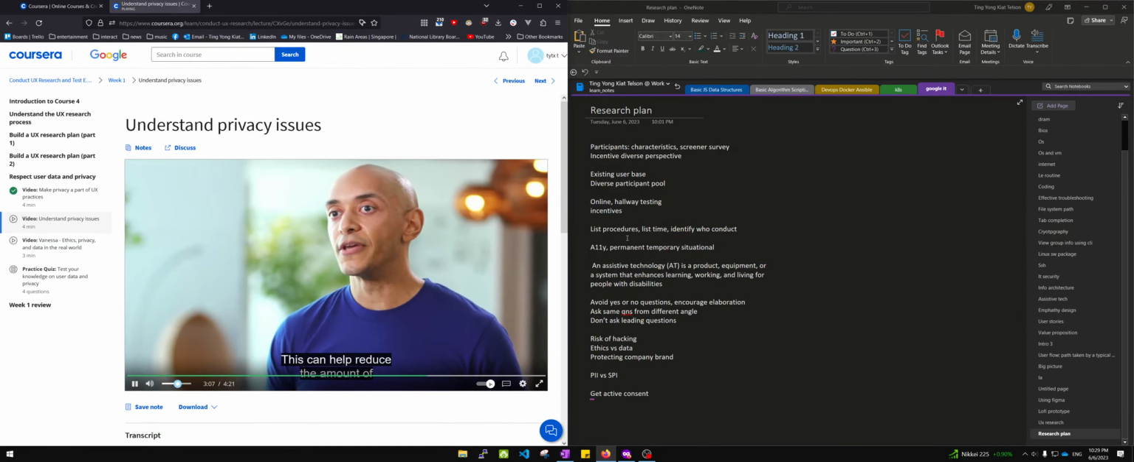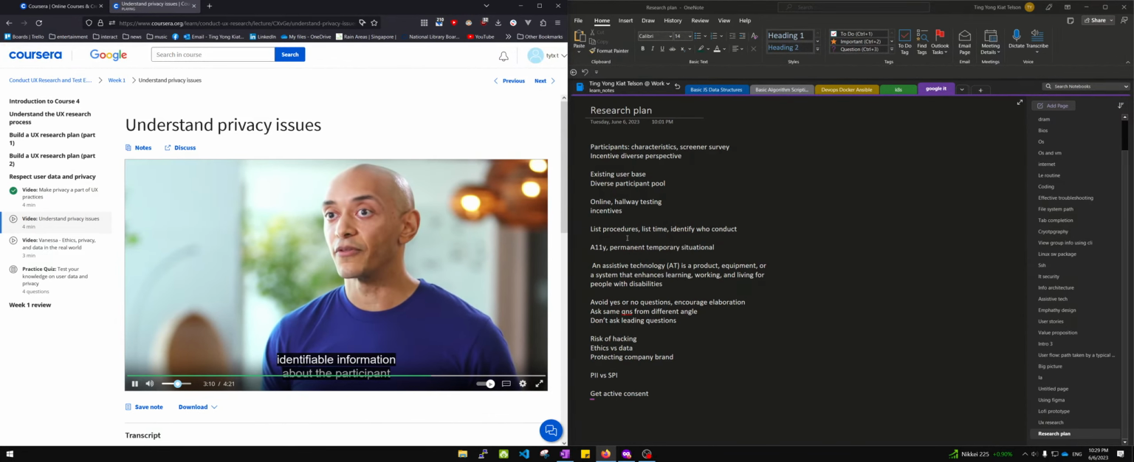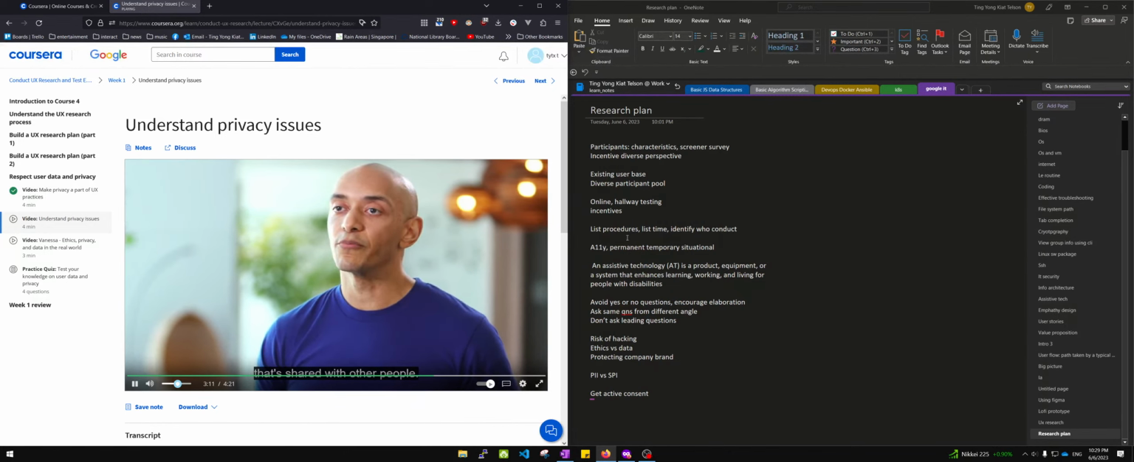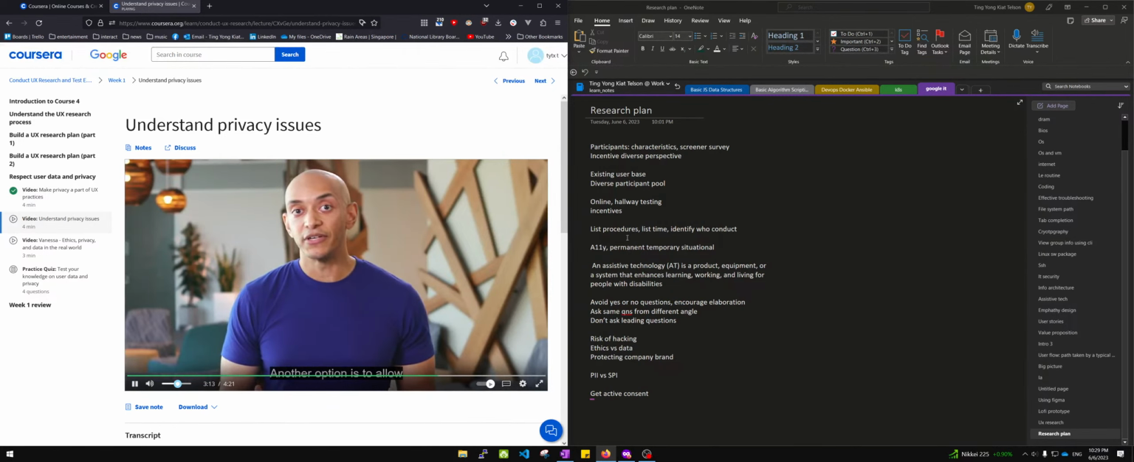This can help reduce the amount of identifiable information about the participant that's shared with other people. Another option is to allow participants to choose their own fictitious name. This helps keep the human element instead of numbering participants like participant 1.